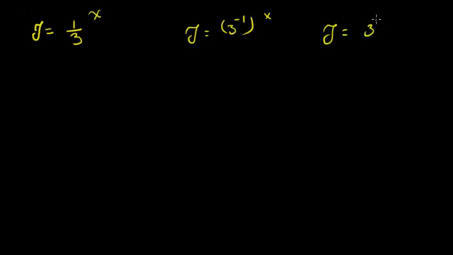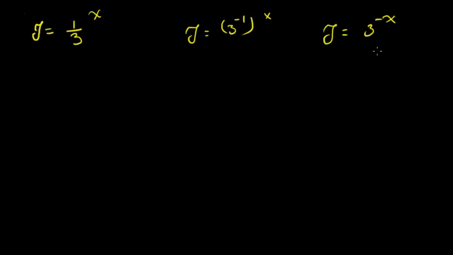An example for an exponential decay function is y equals (1/3) to the x power. Basically, in the exponential decay function, you have a base less than 1. We can rewrite this as y equals 3 to the minus 1 to the x, and we can write y equals 3 to the minus x. And so the exponent is negative here.